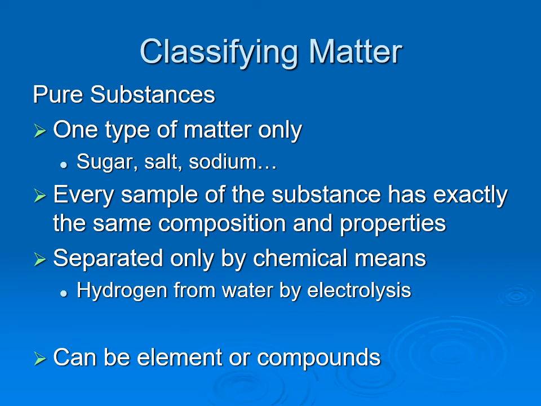Now, the other side of classifying matter is pure substances. Pure substances have only one kind of matter present. It is not a mixture. It is one true pure type of matter. An example would be sugar or salt or just the element sodium. All of these would be considered pure substances. Now the difference, every sample of the substance has exactly the same composition. So it's not like a bucket of sand where each teaspoon is slightly different. In this case, in a sugar bowl with the sugar, every teaspoon is exactly the same as far as what it's made of.